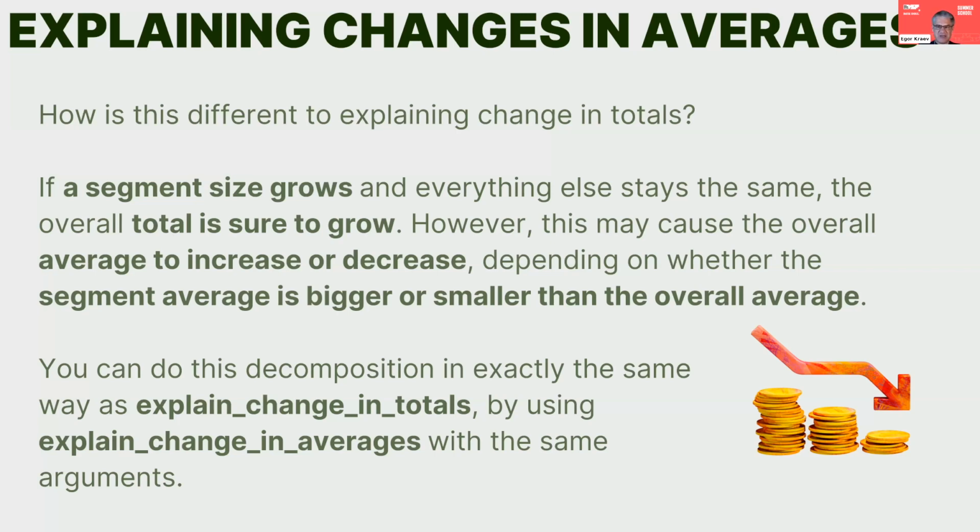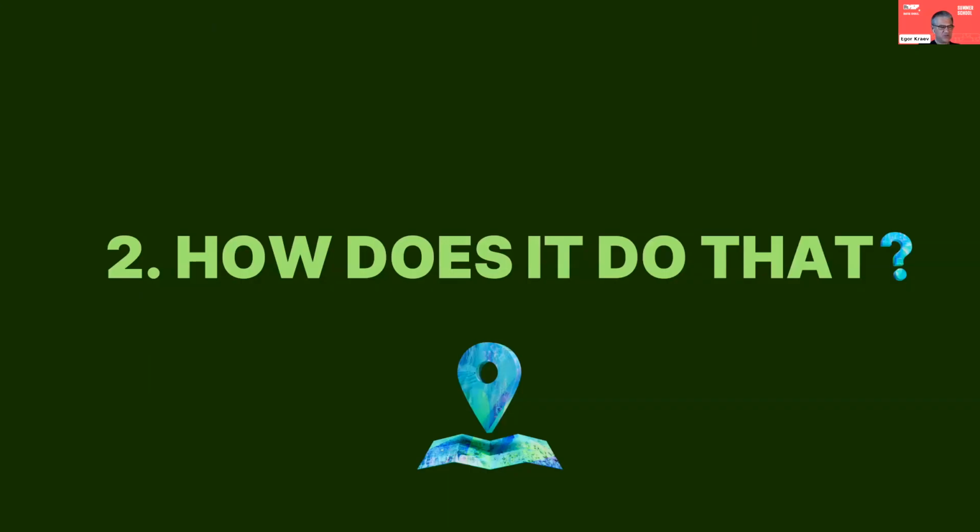And so this is a slightly different question, but we can answer it with a similar function, which is just called explain change in averages, with exactly the same arguments, exactly the same way of calling it, exactly the same graphs. So that's what WisePizza does, or the basics of what it does.